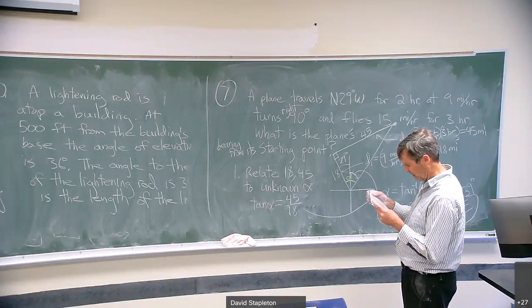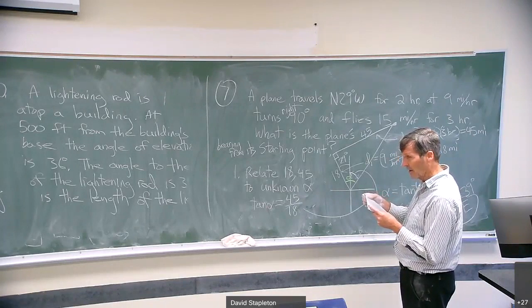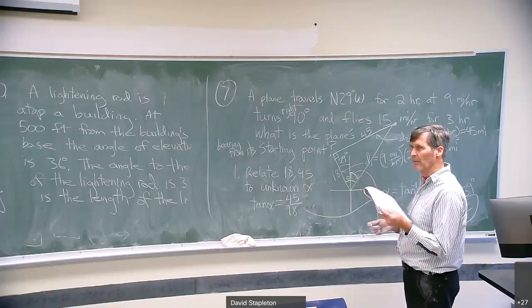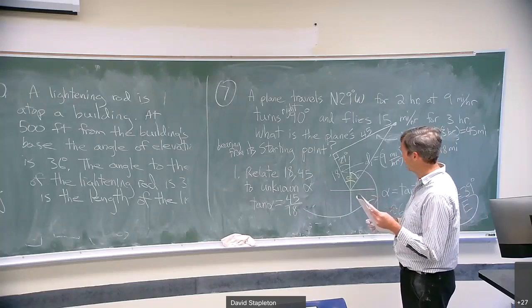This one says makes a right turn with 90 degrees and flies at 15 miles per hour for 3 hours. Yours says 3 miles? When I printed it out, it said 3 miles. I'll change it. That's what it says on the handout I put on D2L. Maybe I put an old one with some typos in it. I'm worried. It should have been 3 hours there.